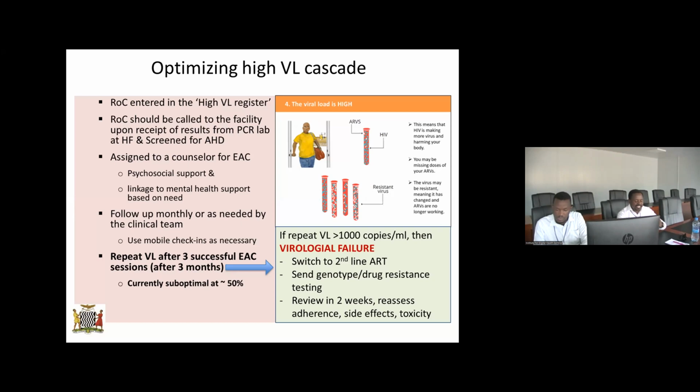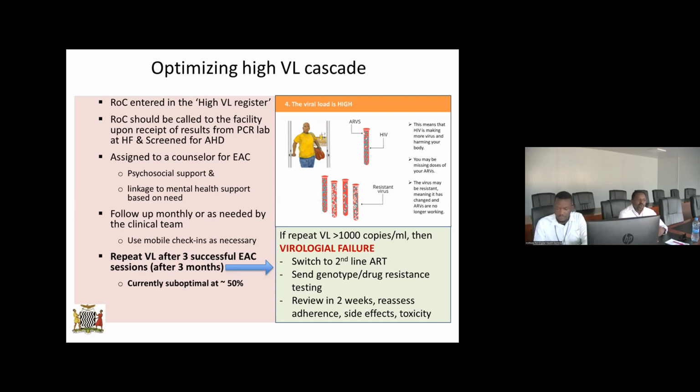As a team, the client and the clinic, we need to come up with an adherence plan. And that plan should be bought into by the recipient of care. They are the ones who should be saying, this is what can work for me. That should not come from us, and as we cement it based on the evidence, then repeat viral load after 3 successful EAC sessions.